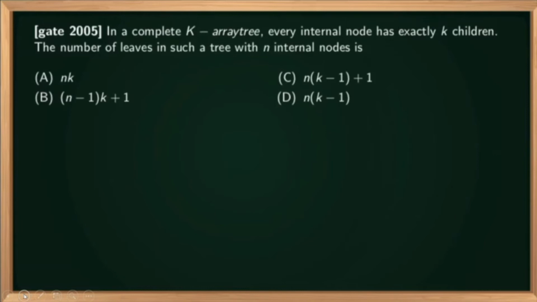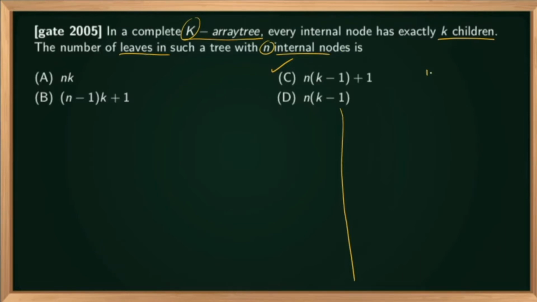I'll give you 2 minutes. Okay, so everyone is getting the answer as C, right? So we can do this. Assuming you have a k-ary tree, where k is a constant, and it's also given every internal node has exactly k children. That means internal nodes are all having k children. Then we have to find the number of leaves in such a tree with n internal nodes.